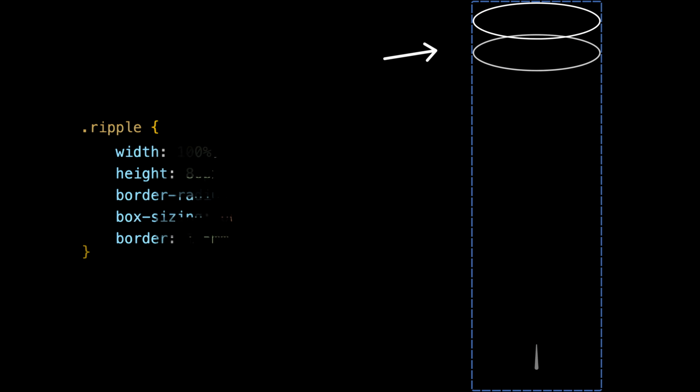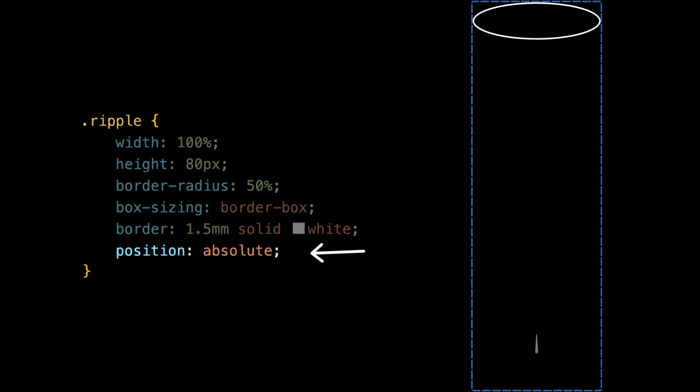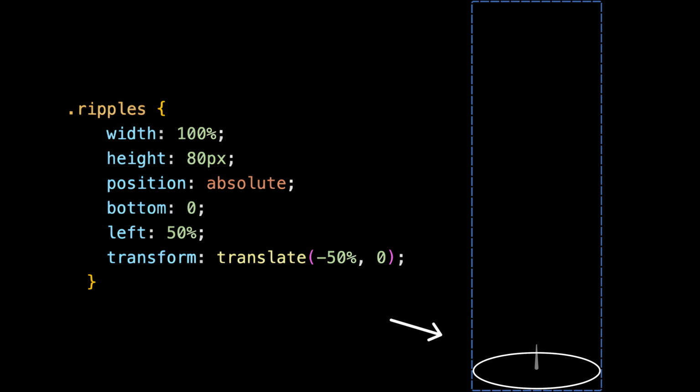For the ripples, we create two ellipse shapes and stack them on top of each other. Then we wrap them inside a parent container so we can position the entire ripple system at the bottom.